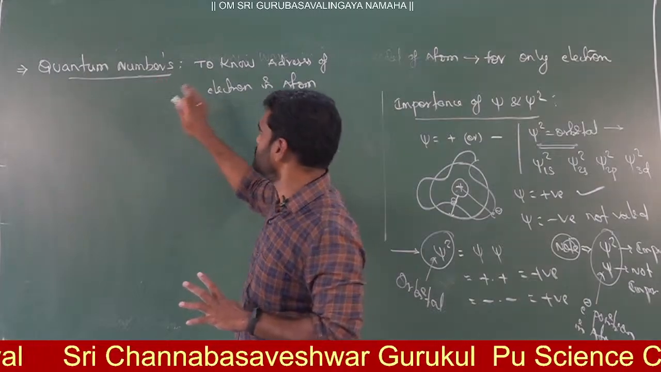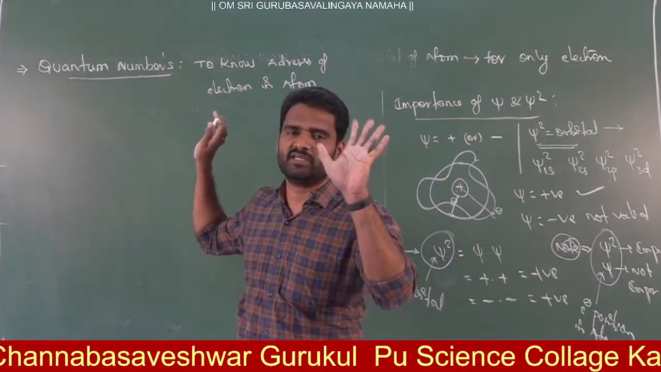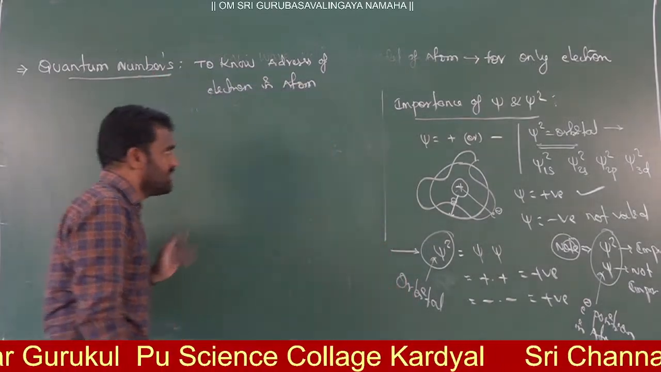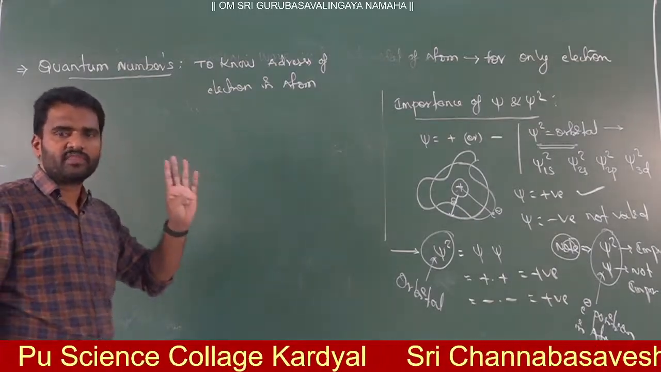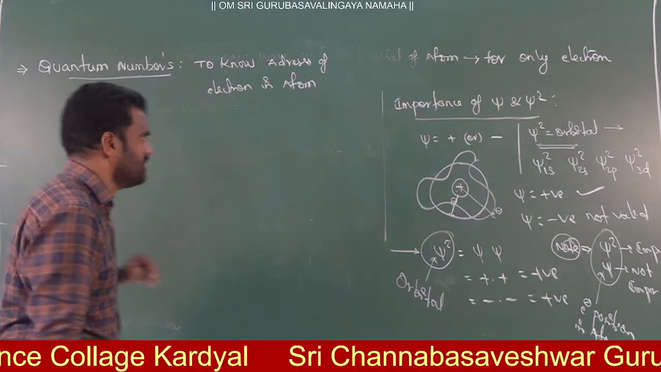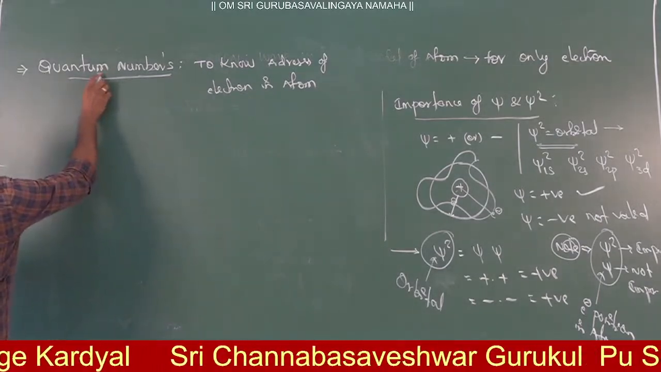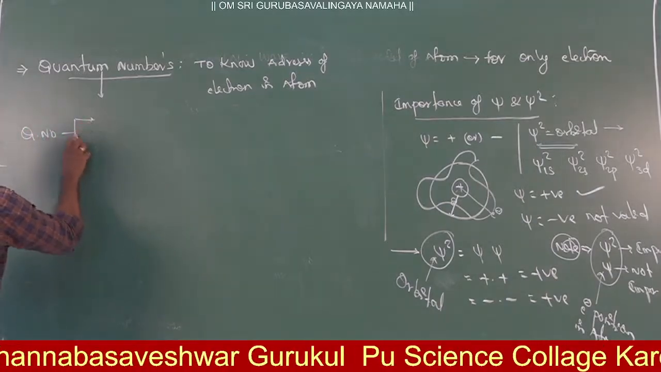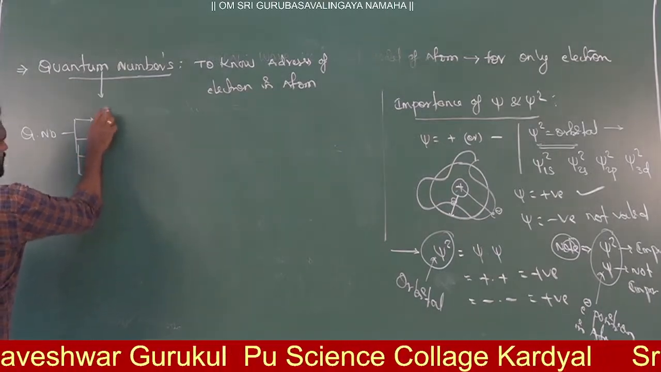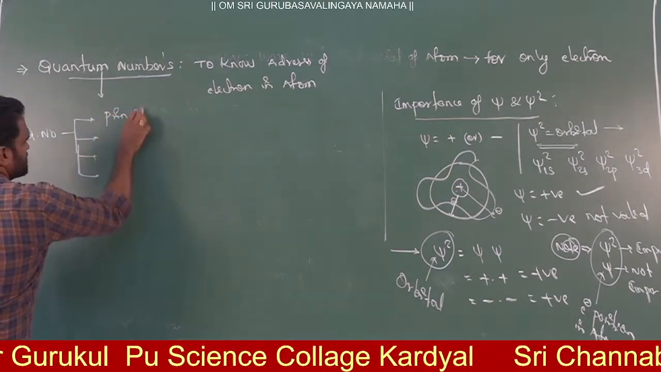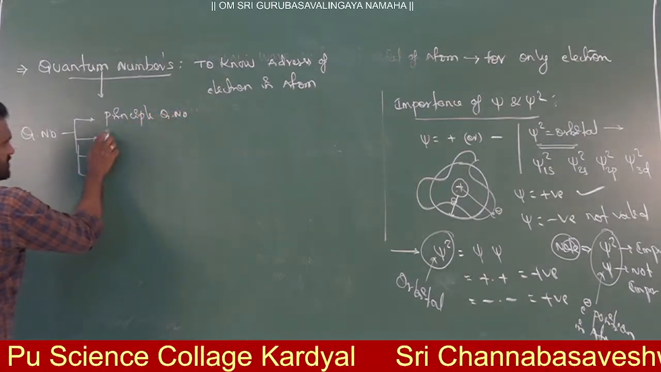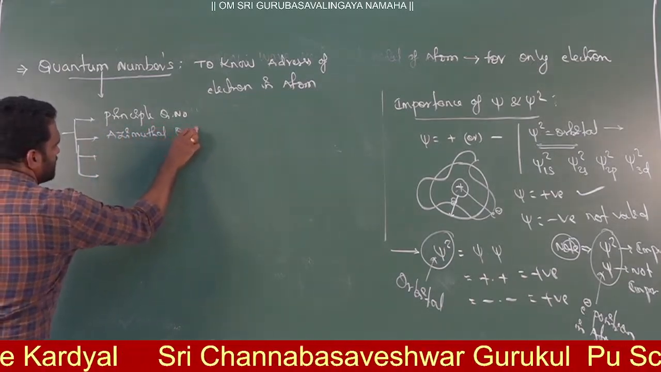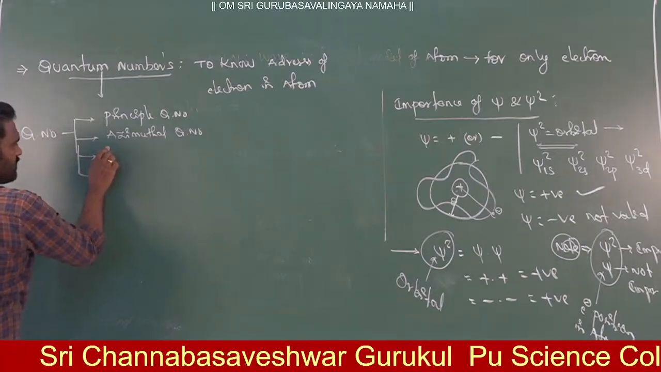So by knowing the quantum numbers, you will get the address of the electron, where the electron is present. There are 4 quantum numbers. By knowing the 4 quantum numbers, you will get the address of the electron. What are those? First one is the principal quantum number. Second one is the azimuthal quantum number. Third one is the magnetic quantum number.